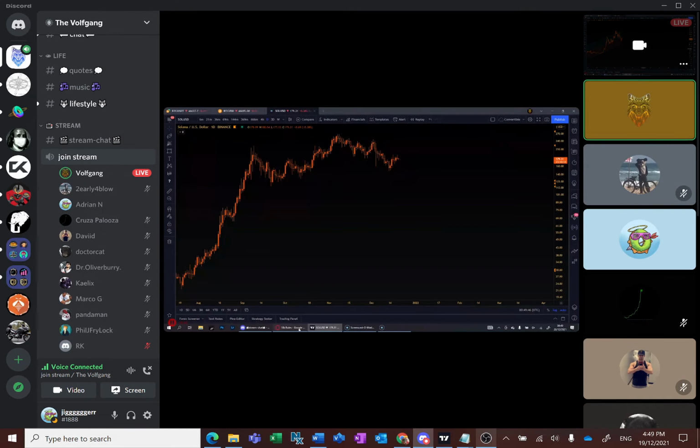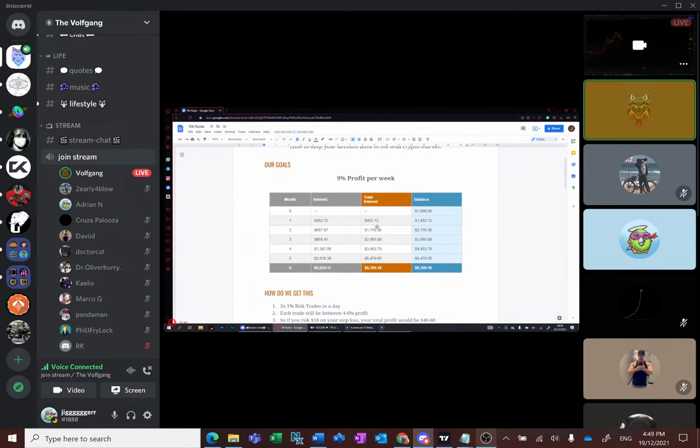The goal of this challenge is to get 9% profit per week. I've got this chart drawn up. Think of interest as just profit. Where it says interest, just think profit. And we start in month 0 with $1,000. The start date for this challenge is actually going to be the 11th of January. I'm going to start the trading tomorrow. So from tomorrow, because I want people to be able to see how it will work, even if they're not jumping straight into it right away.